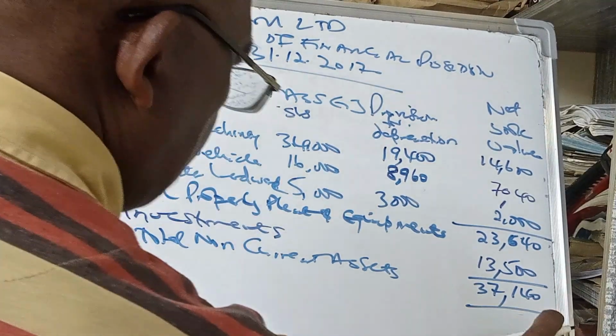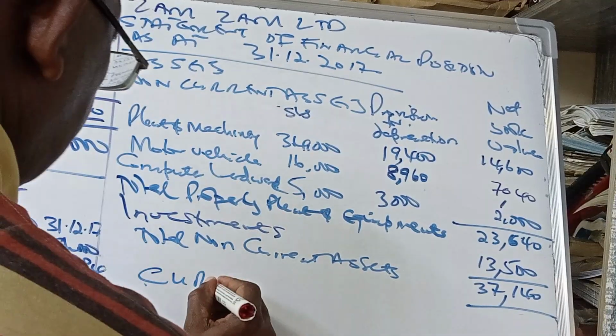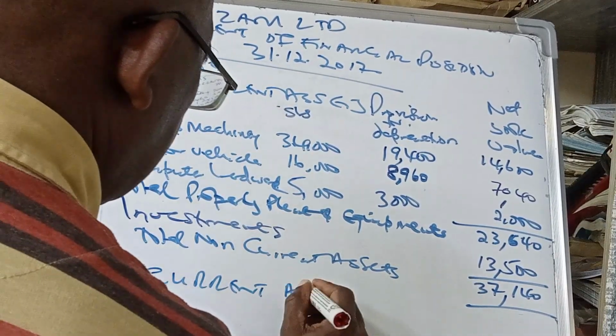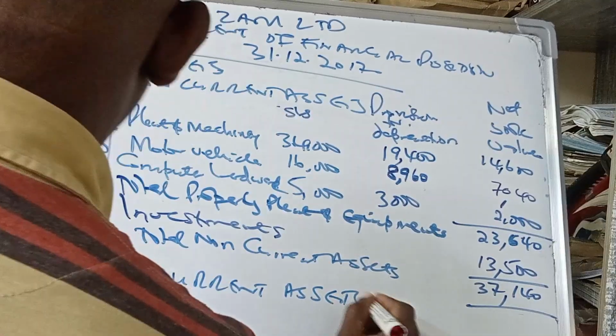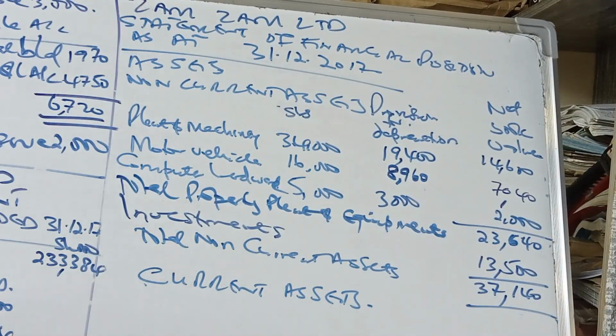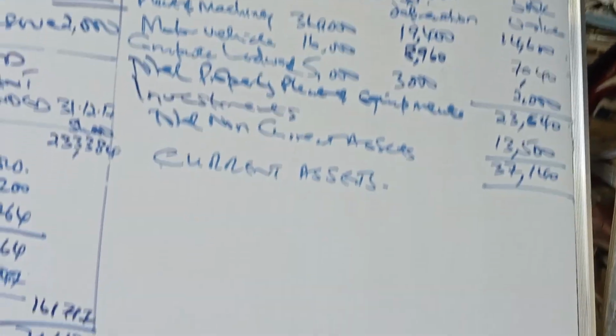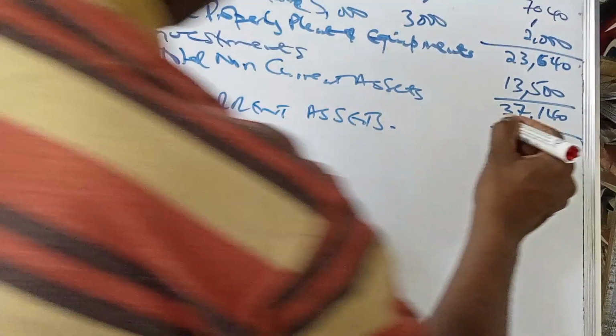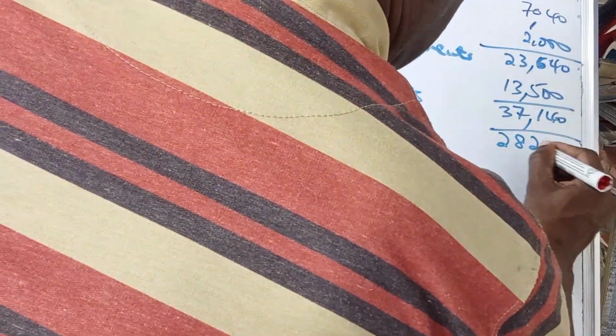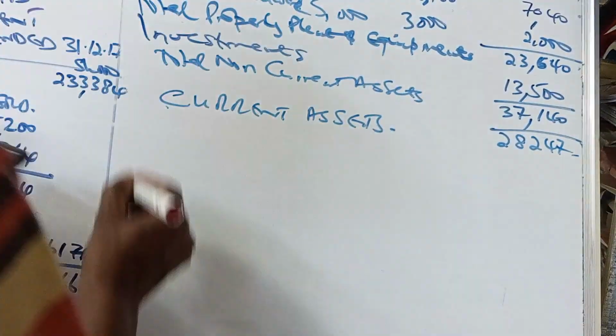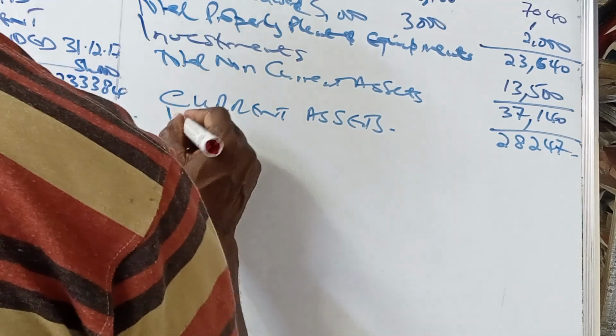Then we say current assets. And always for current assets, we start with inventory. Our inventory is given as 28,247, additional information number 1. That is inventory.